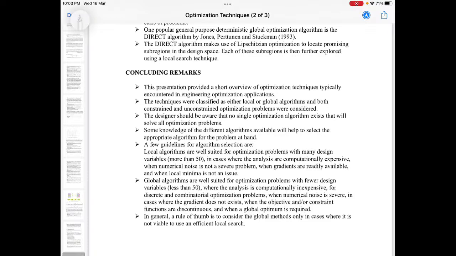In general, as a rule of thumb, we consider the global methods only in cases where it is not viable to use efficient local search. So first we have to try local search, and if we see that this is not successful, then we can use the global search or the global methods.